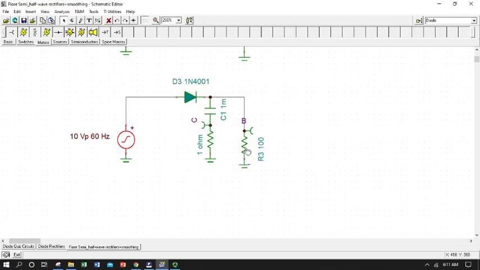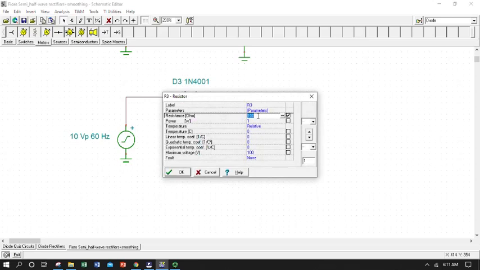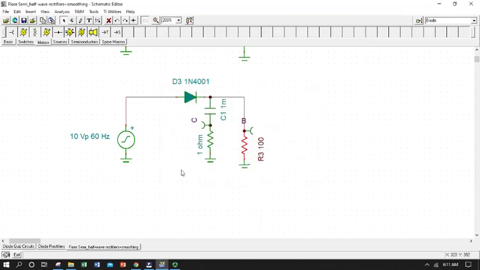And we have a load, and it's labeled as having a 100 ohm resistance. We can check on that. Yep, it's 100 ohms. Okay, so this is the R in our RC time constant. Here's our capacitor, and right now it's 1 millifarad, so it's a pretty big capacitor.